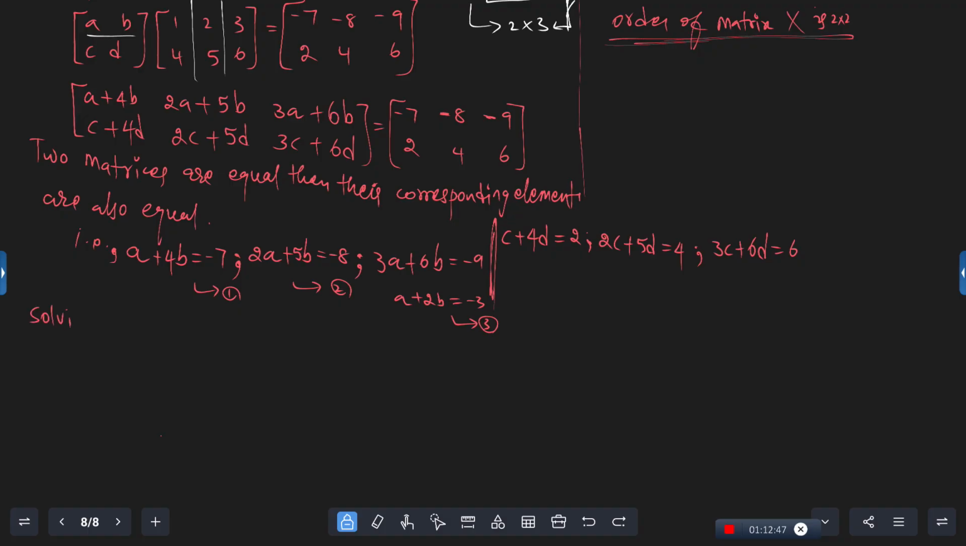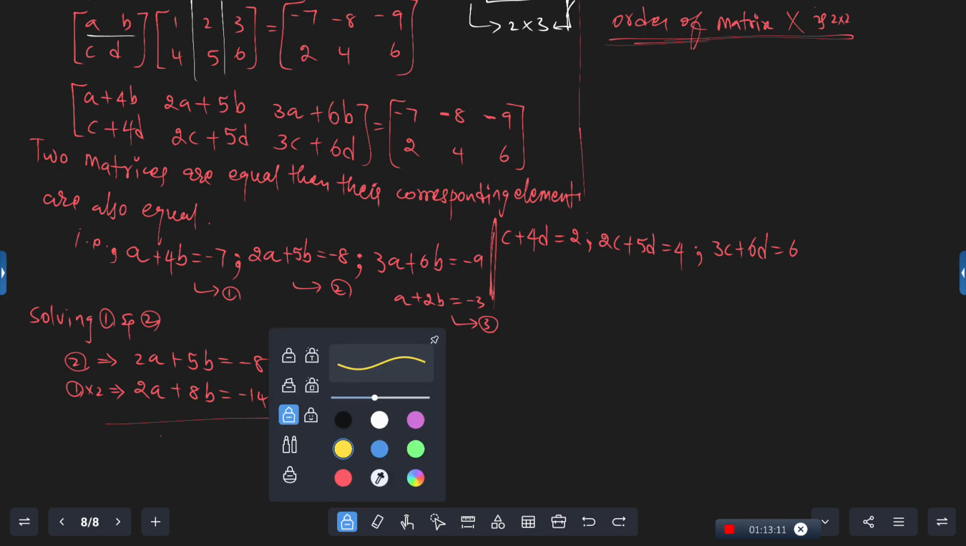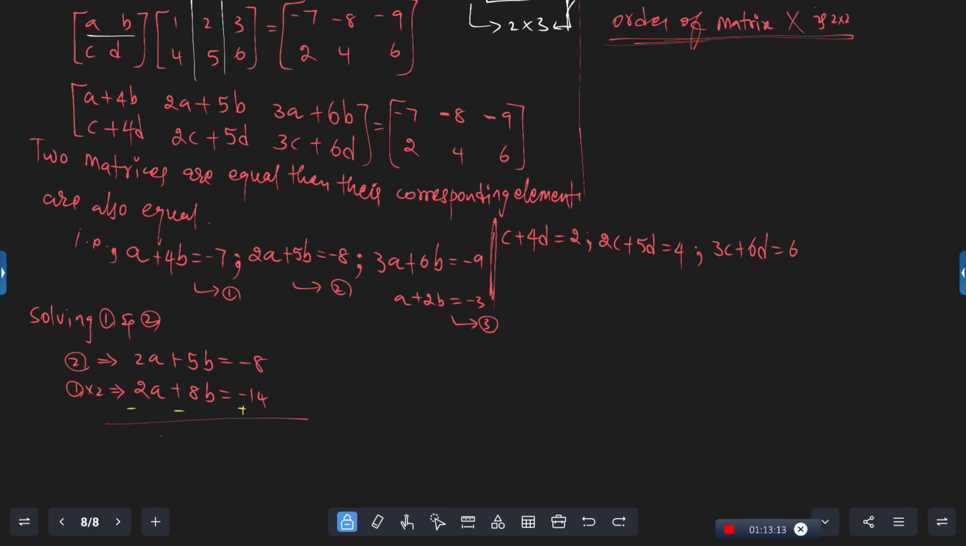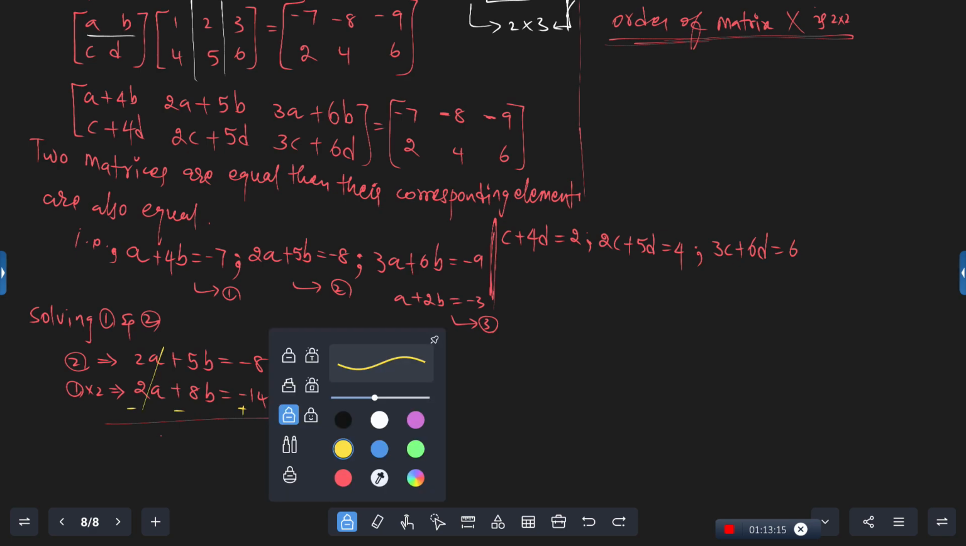Solving 1 and 2. So what will you be doing? Equation 2 you write first as it is. 2A plus 5 times B is equal to minus 8. If you multiply equation 1 by 2 on both sides, A will be cancelled. So 2 times A plus 4 2s are 8B is equal to minus 14. Understand? Minus 14. This you change to opposite sign. You can cancel here.